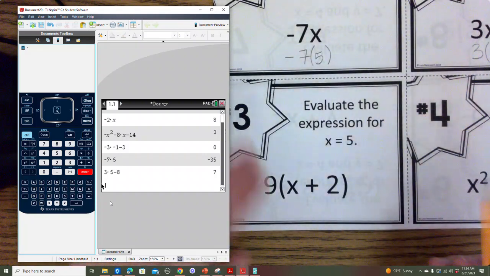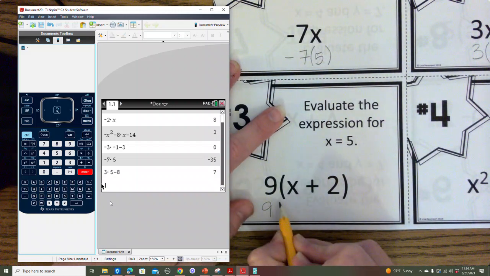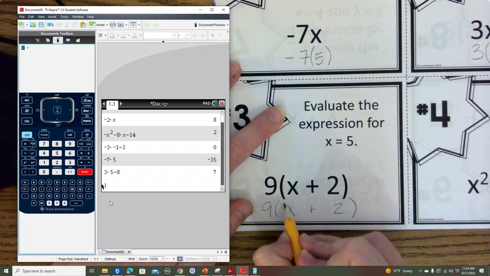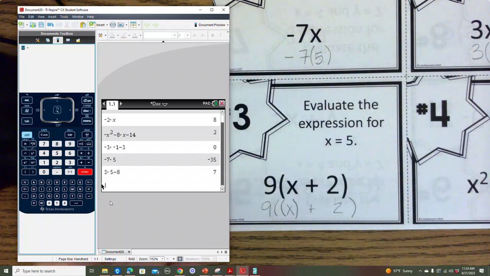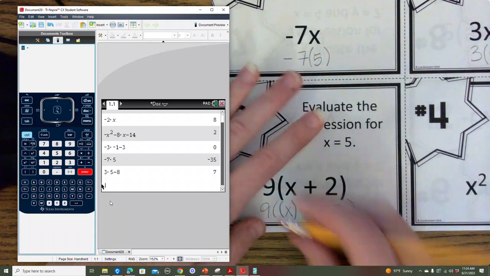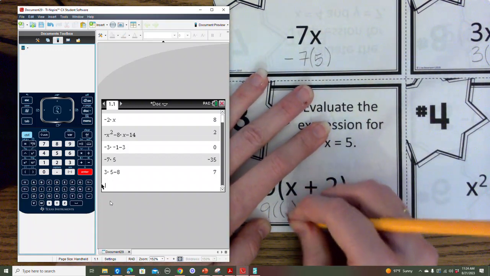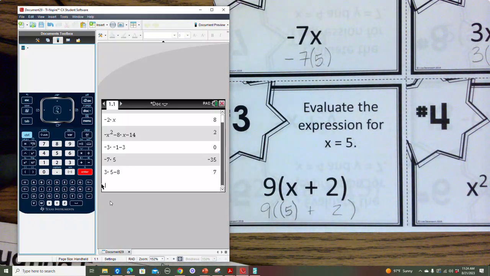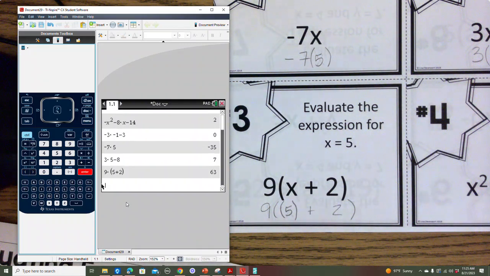All right, number 3. Now this one already has some parentheses, so I still rewrite it. But I go back where that x is and it gets its own special set. I know it looks weird to your eyeballs to have double parentheses there, but it's okay. That's the way it's supposed to be. Erase that x and swap it out for a 5. Then in the calculator, I double up on those parentheses and make sure that I get them all. If I open, I close, all of that good stuff. And we get a 63.